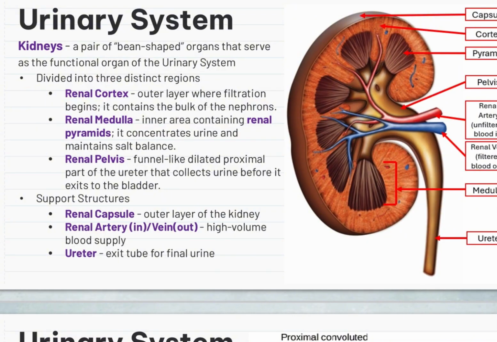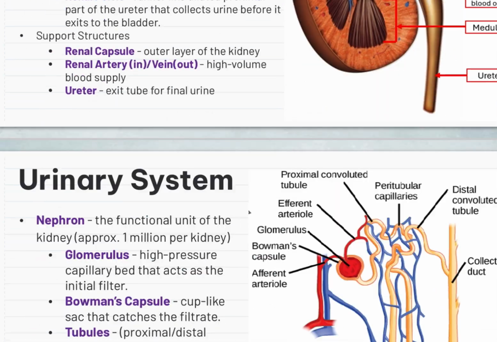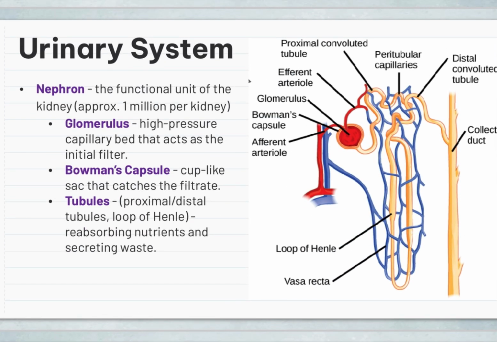Supporting structures include the renal capsule, which is the outer layer of the kidney, the renal artery, the in, and vein, which is out, a high volume blood supply. So the renal artery goes in and the renal vein is going out. And then the ureter is the exit tube for the final urine. Take a look at the diagram to the side to comprehend what I'm talking about. A nephron, which I mentioned on the last slide, is the functional unit of the kidney. We have approximately 1 million per kidney.